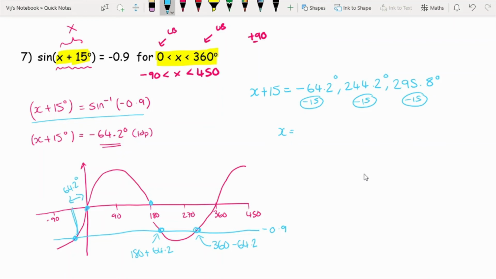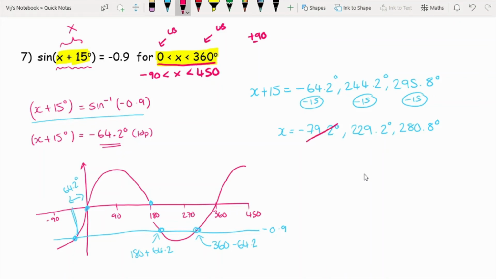64.2 minus 15 gives me minus 79.2 degrees. 244 take away 15 is going to give me 229.2, and 295.8 take away 15 is going to give me 280.8. Now as you can see, in terms of how they want the answers given, they want answers between 0 and 360.